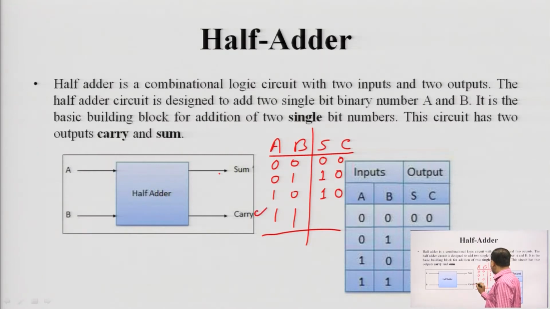But the most important part is when you are adding 2 ones. 1 plus 1 in binary addition, sum will be 0 and carry will be 1. So, this is the truth table of the half adder circuit. Now we are going to implement this in Boolean expressions and then we will design the half adder circuit.